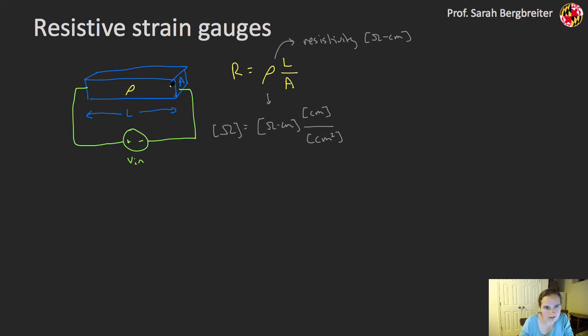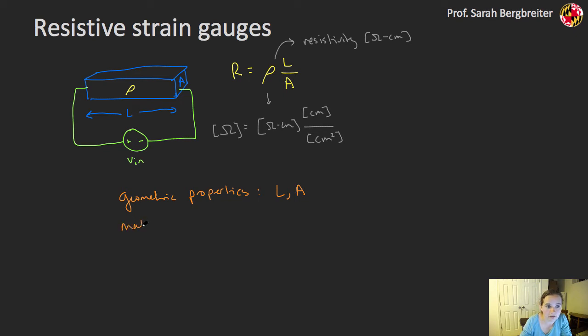So in this resistance, I have some geometric properties, and that's my length and my area. And if I pull on it, if I strain that material that's creating that resistance, that's going to have a similar effect to what we just looked at. Right? I'll lengthen that material and I'll contract it. And so we'll see how that leads to changes in resistance.